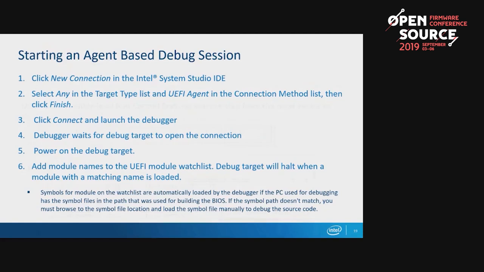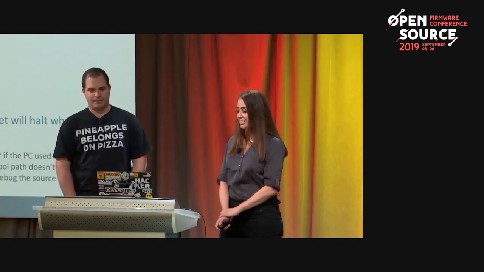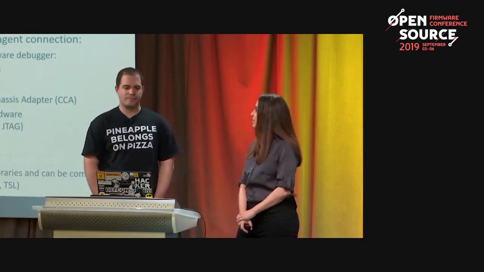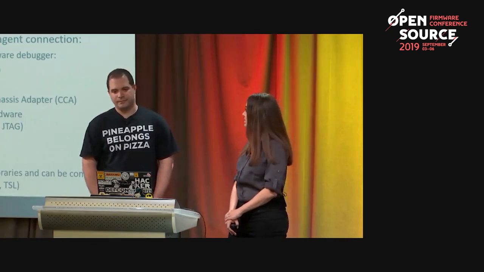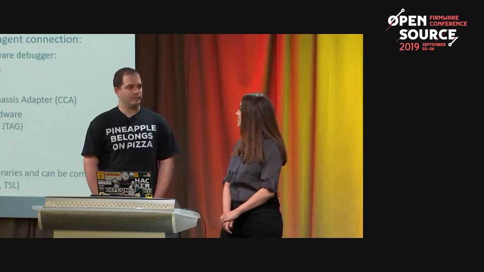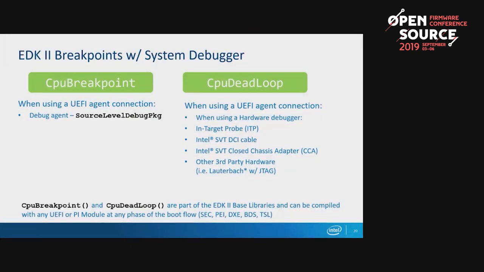But this is pretty useful. So you can stop in PEI, you can stop in DXE, you can stop wherever you want, and we'll teach you how to set different types of breakpoints as well. So there's a few different types of breakpoints that you can do. There's a drop-down menu that you can select specific things like break on reset or break on SMM enter. We have an example using that at the end, a little video of a script Mickey created.